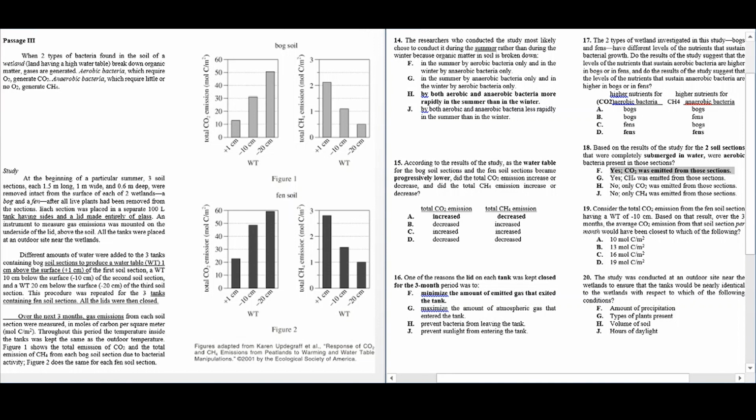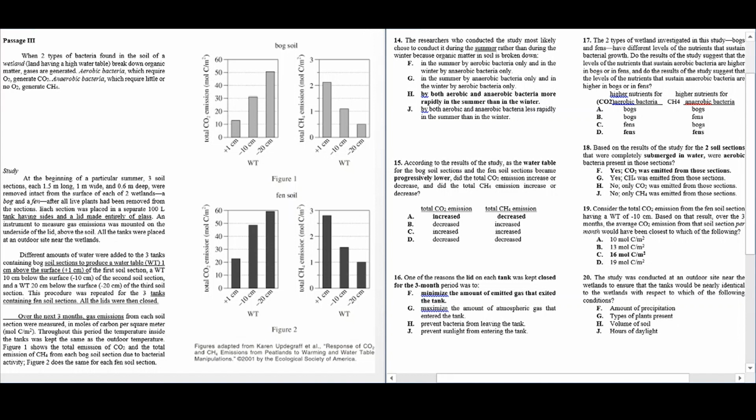I want the average value, which means we want to divide by 3, since the average is the sum divided by the number of terms, and there are 3 months that are being added to produce this value. 49 divided by 3 is roughly similar to 48 divided by 3, which from your times tables we know is 16. So we choose that as the best answer.